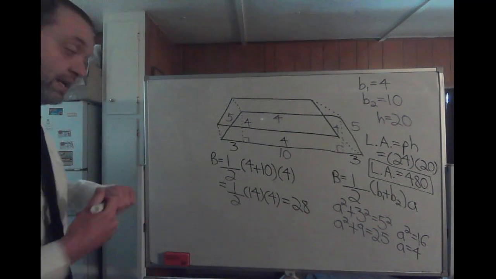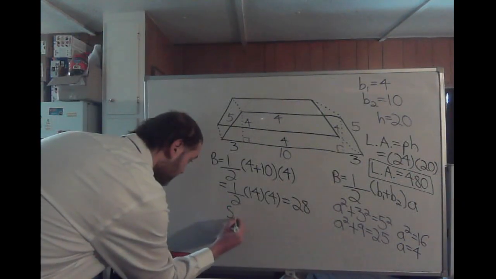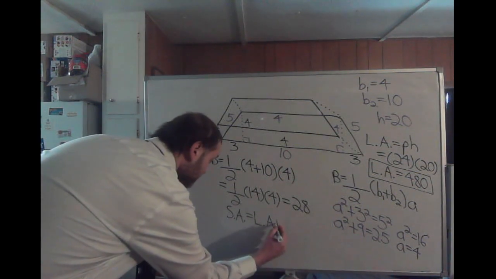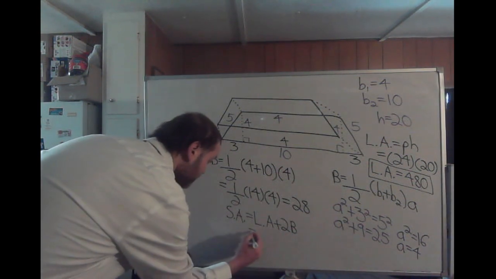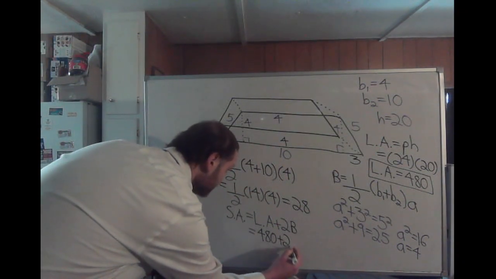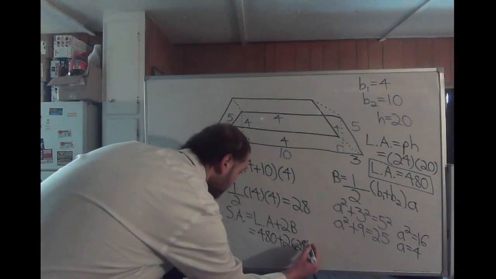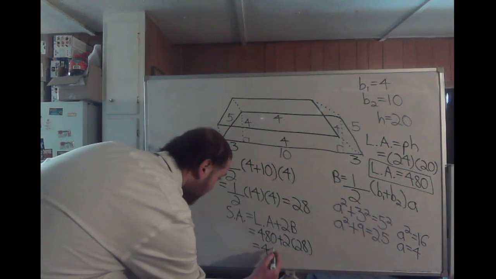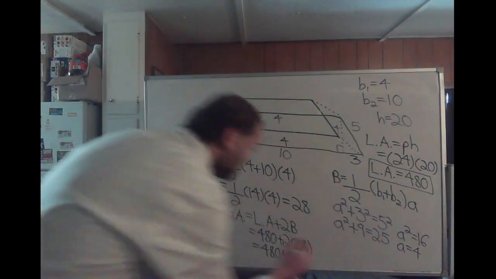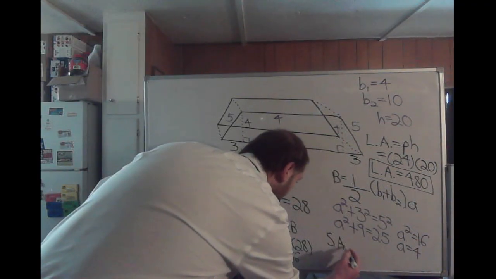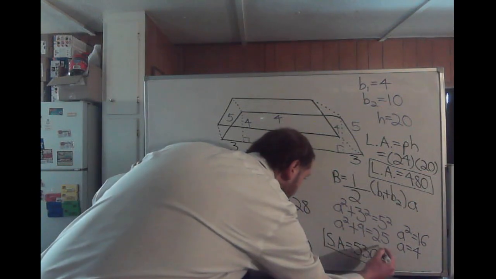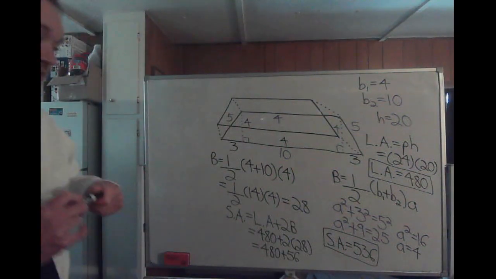Now that we know the area of the base, we can find the surface area. The surface area, of course, is equal to the lateral area plus 2 times the area of a base, which is equal to 480 square units plus twice 28 square units, which would give you 480 square units plus 56 square units. So that means the surface area of this prism would be 536 square units.